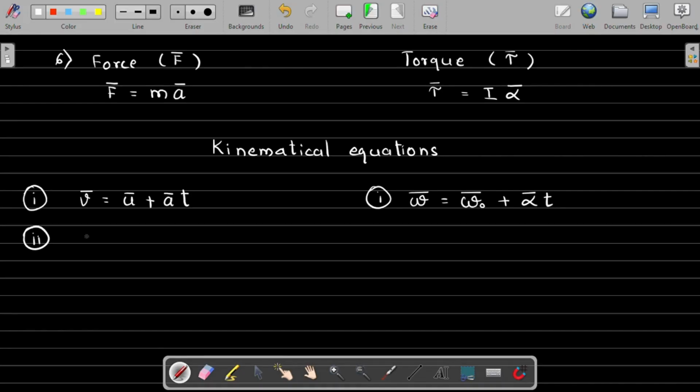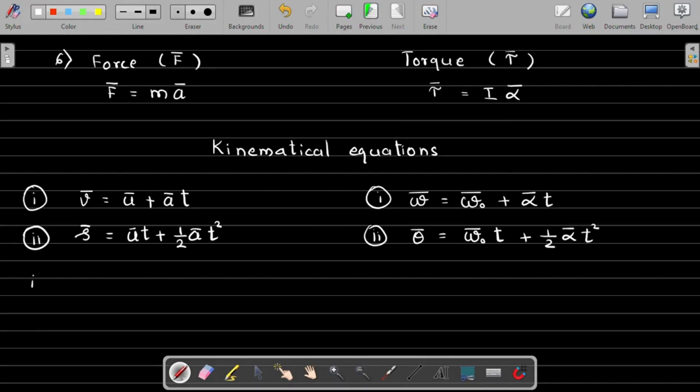Next is about the distance covered. So S is equal to U bar T plus half A bar T square, or if you want to write it in terms of a vector quantity, we call it a displacement. Here in case of rotational motion or circular motion, we write theta bar is equal to omega 0 bar T plus half alpha bar T square.